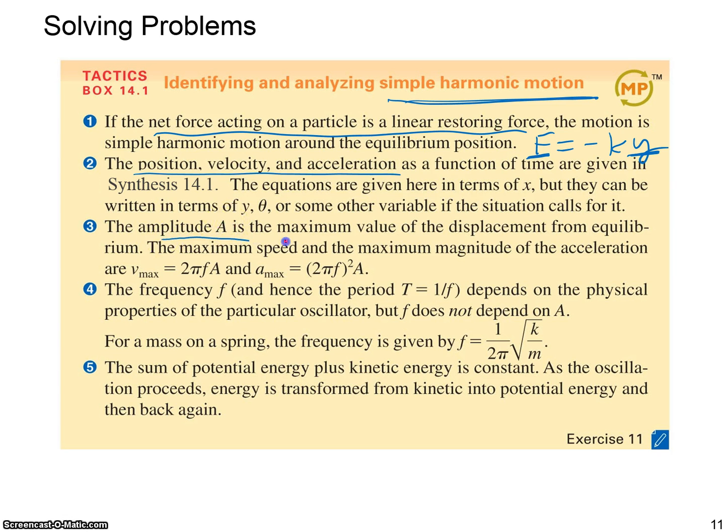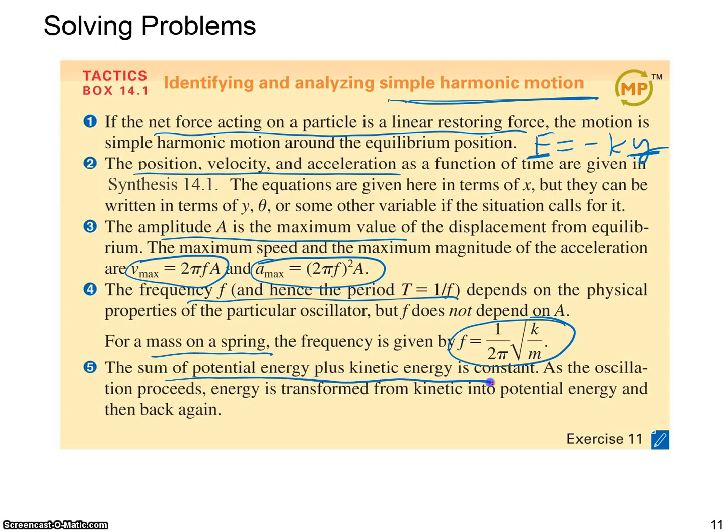A was the maximum amplitude for the displacement. This was the maximum amplitude for velocity. That's the maximum amplitude for acceleration. We saw the relationship between frequency and period. Then if we have a mass on a spring, here's the formula for the frequency. And then we saw that the potential energy and kinetic energy, the sum of those is constant. So knowing that information, we can solve simple harmonic motion problems.